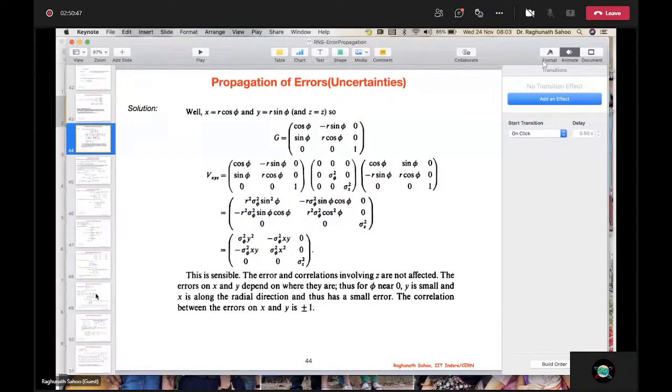Sir, I think we have done with the question part. Okay, yes. Sir, why should the reduced chi-square be close to 1 for a good fit?